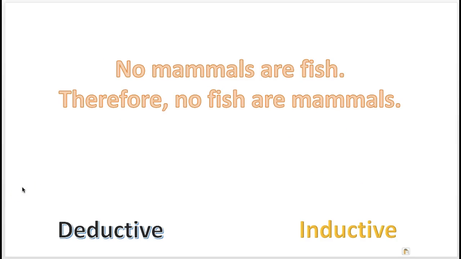Here is another practice problem. Is this argument a deductive argument or an inductive argument? No mammals are fish. Therefore, no fish are mammals. Deductive or inductive? Well, the answer is, that's right, it's a deductive argument. And this one might have been a little bit more difficult for you because there are no indicator words indicating that it's deductive. However, the conclusion does follow necessarily from the premises.